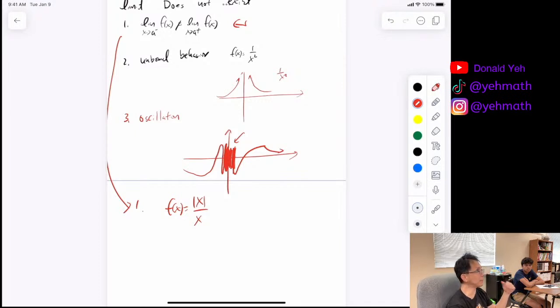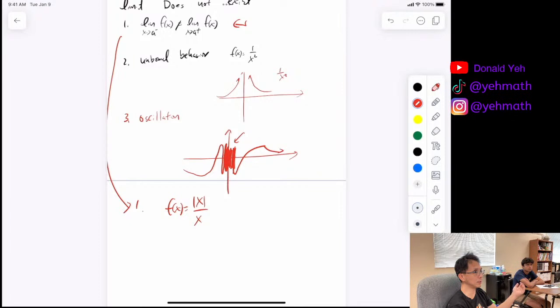Lyndon's thinking about what if I plug in numbers, right? If I plug in 1, then it's going to be 1 over 1 is 1. If I plug in 2, then it's going to be 2 over 2 is 1. If I plug in 3, it's going to be 3 over 3 is 1. Now, if I plug in a negative number, what will happen? If I plug in negative 1, so he's thinking about a numerical approach, and that's what you're supposed to start thinking.